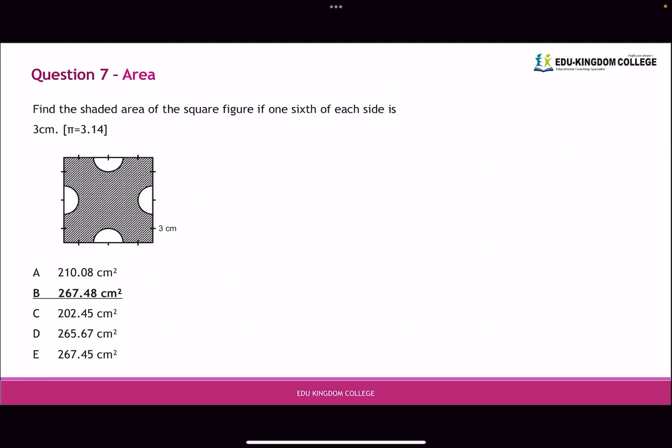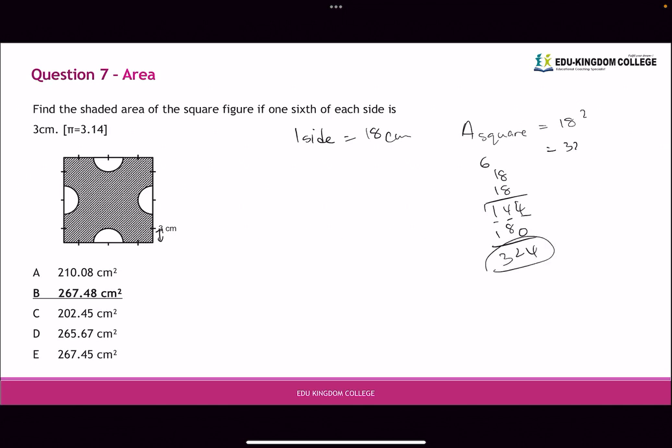Now, find the shaded area of the square. 1/6 of each side is 3 centimeters. So this is a bad diagram. This is 3 centimeters. So we have 6 of those 3 on each side. So one side equals 18 centimeters, and then the area of the square should equal 18 squared. So 18 times 18, 144, 1 gives you 4, 2. So 324 is the area of the square.